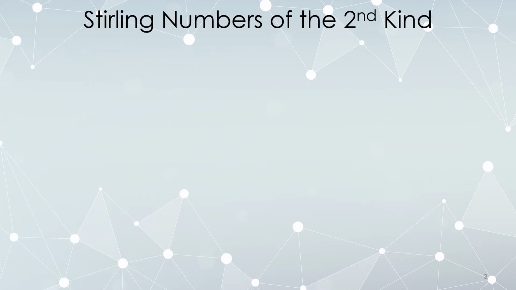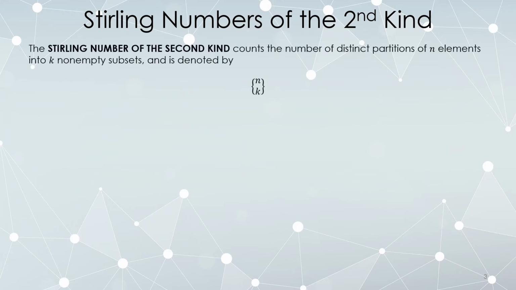We're now going to introduce what are called Stirling numbers of the second kind. Yes, there are Stirling numbers of the first kind, but we're interested in these ones. Stirling numbers of the second kind count the number of distinct partitions of n elements into specifically k non-empty subsets. And we use this notation. It's very similar to binomial coefficients, but instead of parentheses, we have braces. You simply call this the Stirling number of the second kind, n over k.